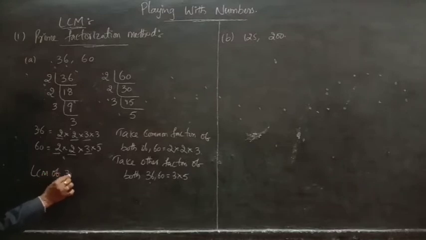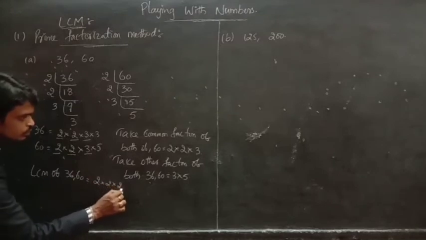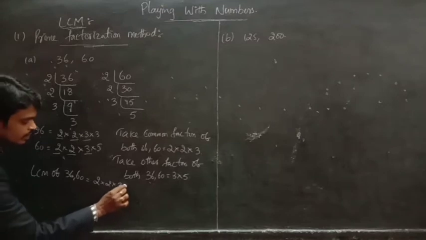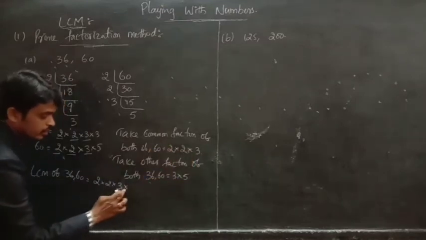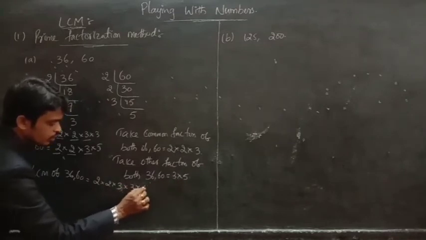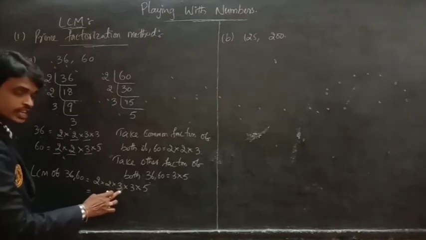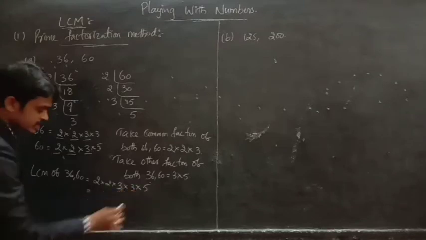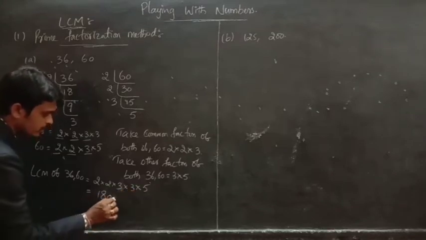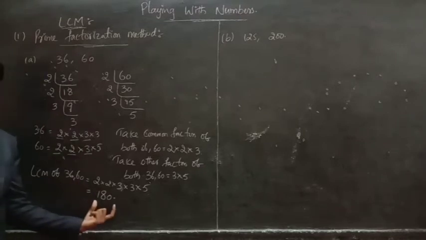LCM of 36 and 60. We write first the common factors, 2 into 2 into 3. Next, we take the product of the extra factors also, 3 into 5. Now let us multiply: 2 twos are 4, 4 threes are 12, 12 threes are 36, 36 fives are 180. So the LCM of 36 and 60 is 180.